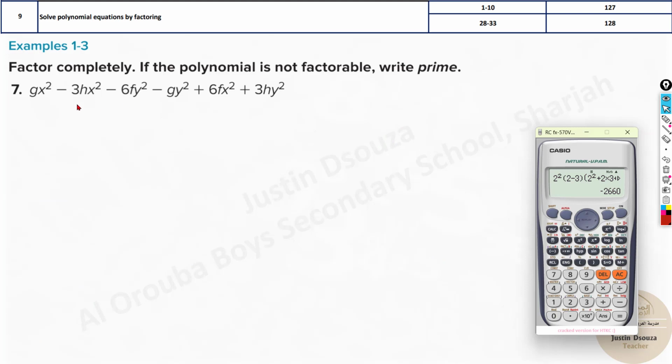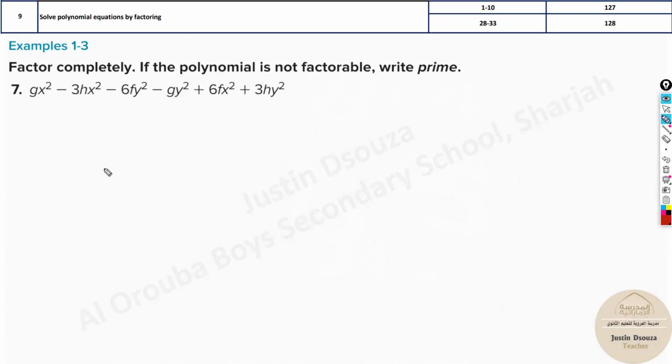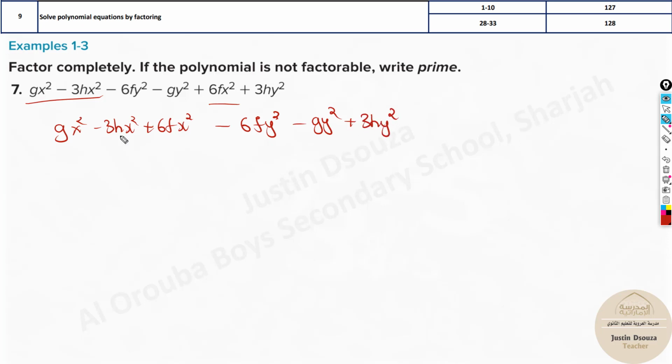But otherwise, now over here, you can see there is a common x, x, y, y, x, y. So you can remove this. See, there are plenty of ways to solve this. I'll just do one method here. So what I would do is, I would just group all the x terms together and y terms separately. So gx squared minus 3hx squared plus 6fx squared minus 6fy squared minus gy squared plus 3hy squared.